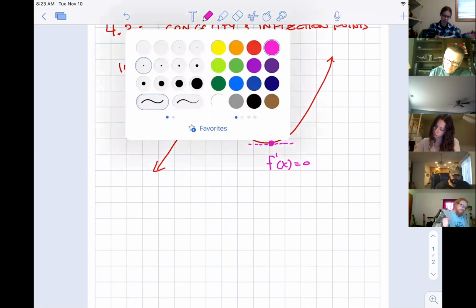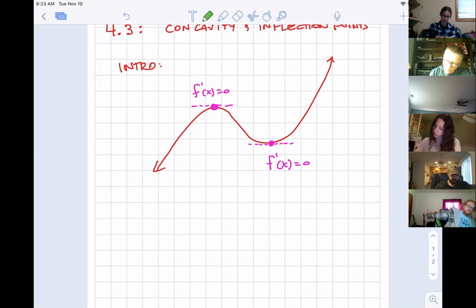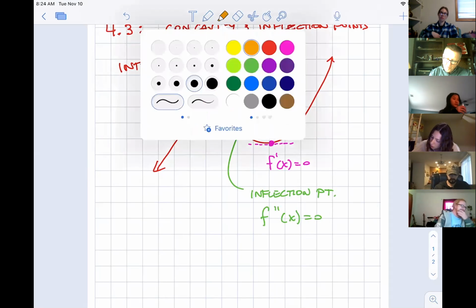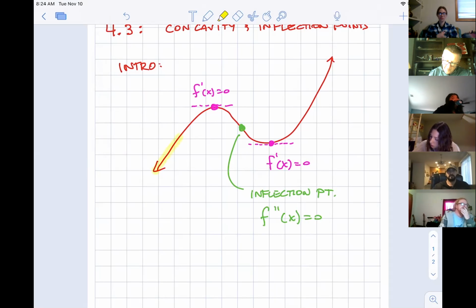And then what we just learned a second ago is that right in here somewhere is what's called an inflection point. And it can be found by setting the second derivative equal to 0. Now I want to know why I know that and where it came from. Where did you pull that out of? That's exactly right. I was wondering that too.